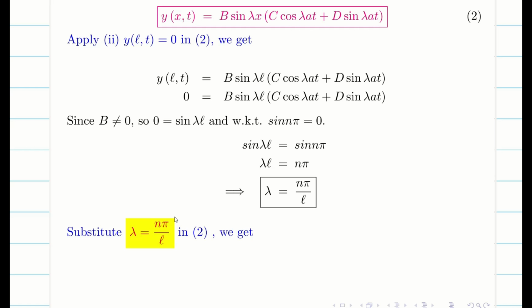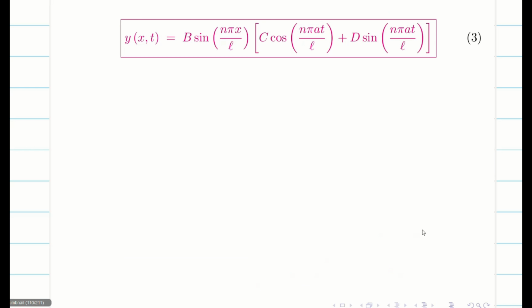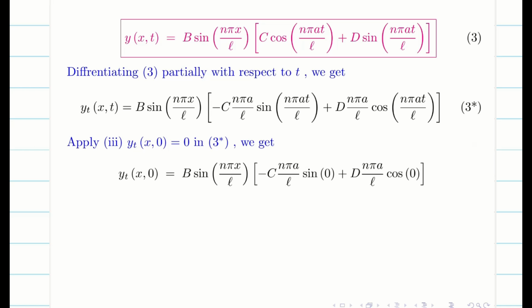Substitute lambda equal to n pi by L. We'll be getting a new equation. Take it as 3. But my third condition is y_t of x, 0 equal to 0. Therefore, I cannot apply in 3. I am differentiating 3 partially with respect to t. I'll be getting the new equation 3 star. And I am going to apply 3 in 3 star. When you apply and simplify, you will be getting like this.